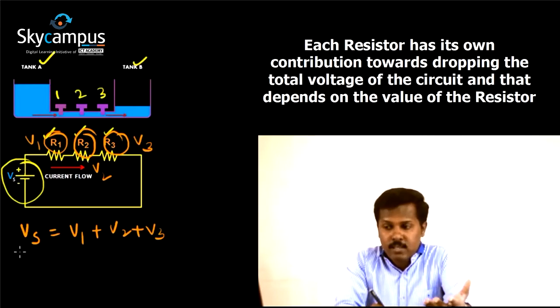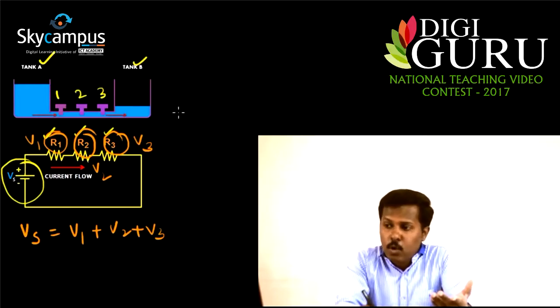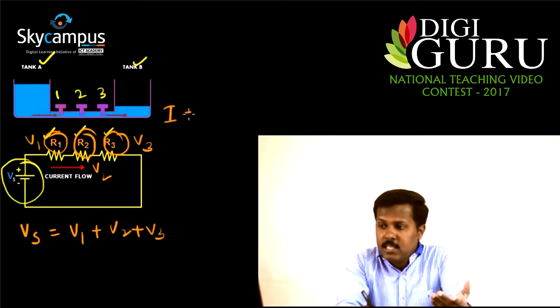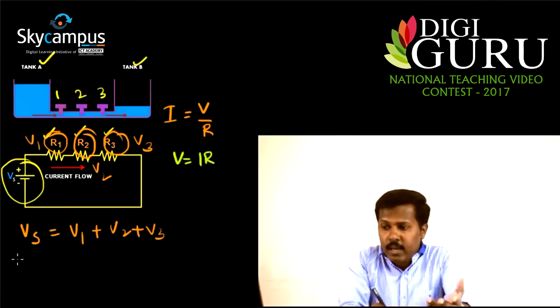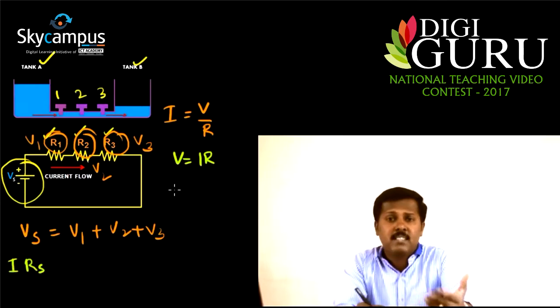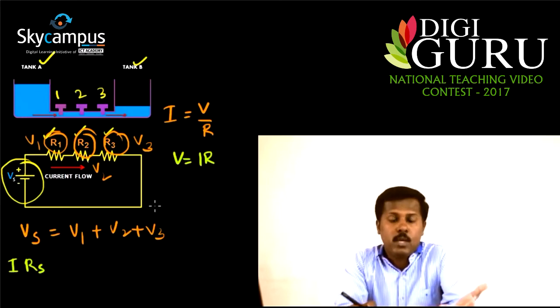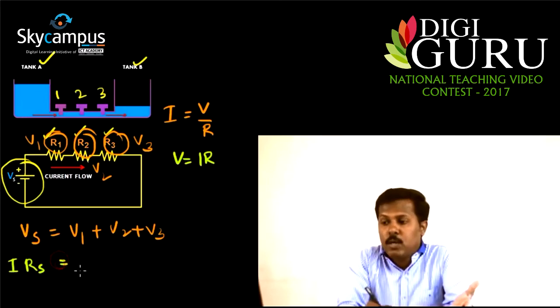So what is Vs? From Ohm's law we have seen that I is equal to V by R. So we can write the relation like V is equal to I into R. In that case we can write Vs is equal to I into Rs, where Rs is the total effective resistance. We don't know that actually. So I into Rs is equal to V1 plus V2 plus V3.